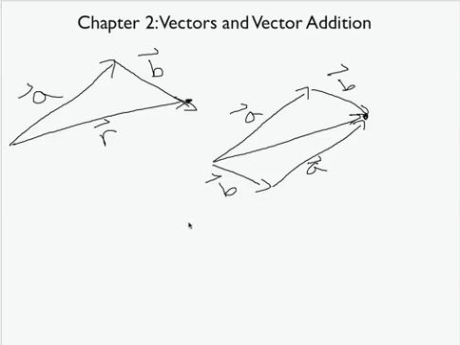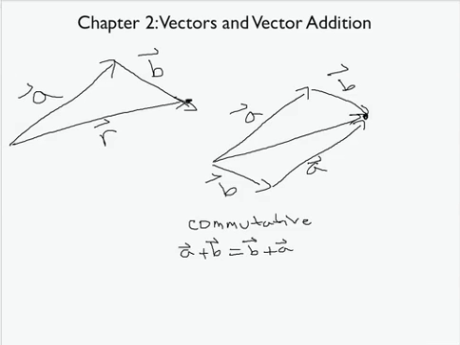And so that is a statement of the commutative property of vector addition, to say that A plus B is equal to B plus A. All right, so that's convenient and that's good to know. So vectors already have an addition property that looks a lot like regular number addition. Okay, so we've got our vector addition concept.